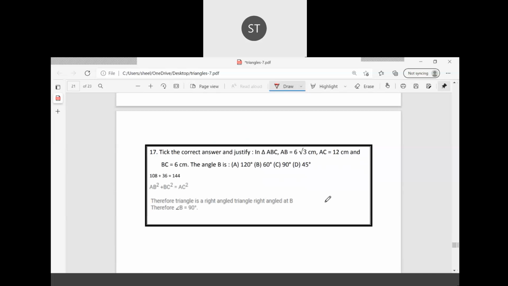Okay, pick the correct answer and justify. In triangle ABC, AB equal to 6 root 3 centimeter, AC equal to 12 centimeter, BC equal to 6 centimeter. Find the angle. So just applying the values, AB square plus BC square. AB is 6 root 3 whole square and BC is 6 square. The two lowest sides we have taken and squared, and we are getting 144, which is equal to AC square. That means by the converse of the Pythagoras theorem, it is proved. Now what is the answer? The angle opposite to AC is equal to 90, that means angle B equal to 90 degree only.